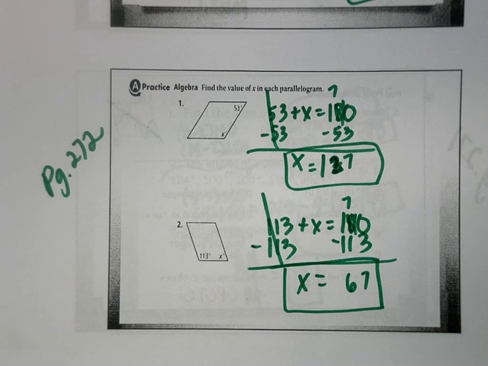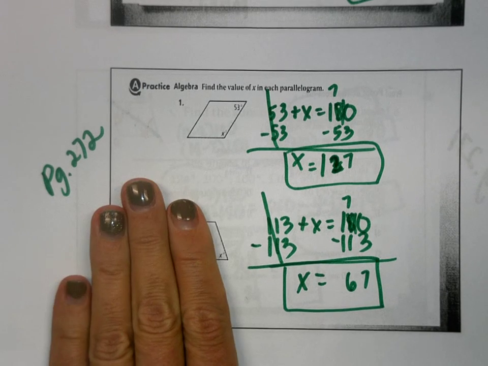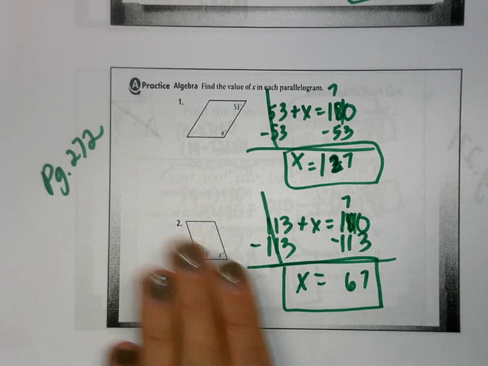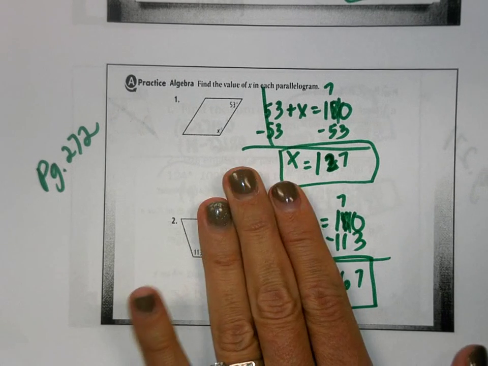Okay, do we have any questions? Pretty easy? Okay, so do we understand it can be any two angles as long as they are both on the same side? Those add to be 180.